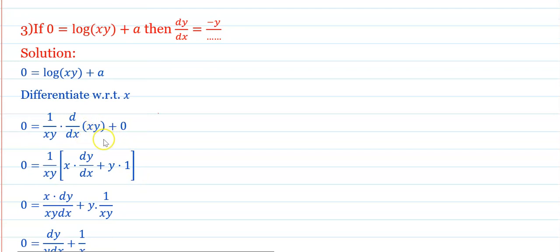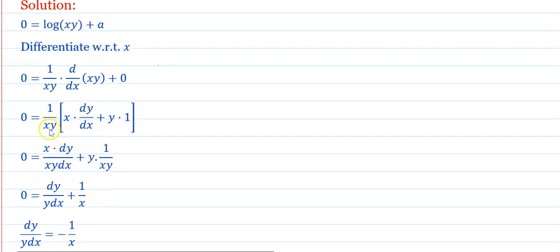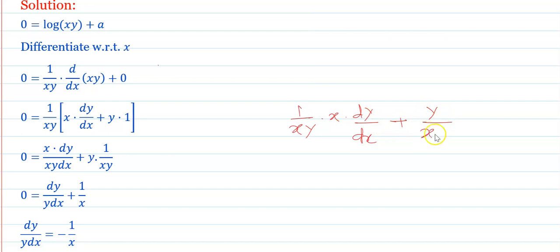आता x into y इथे product rule apply करणार. x as it is, derivative of y is dy by dx plus y into derivative of x is 1. Okay. आता 1 upon xy ने या दोन्ही टर्म्सला मल्टिप्लाय करणार. 1 upon xy into x into dy by dx. ओके, नेक्स्ट 1 upon xy ने y into 1 ला मल्टिप्लाय करणार plus y upon xy.